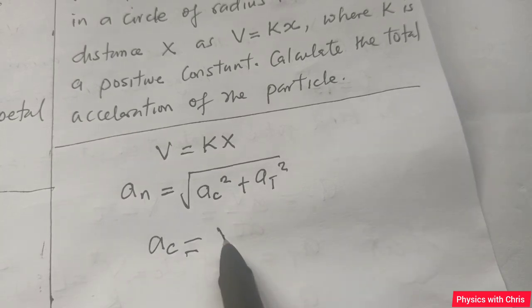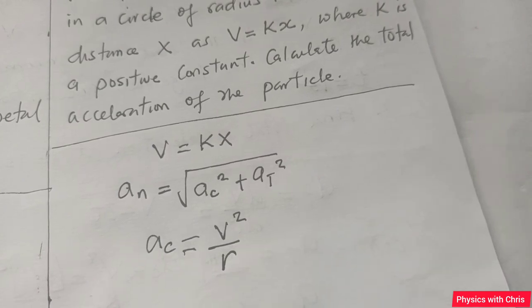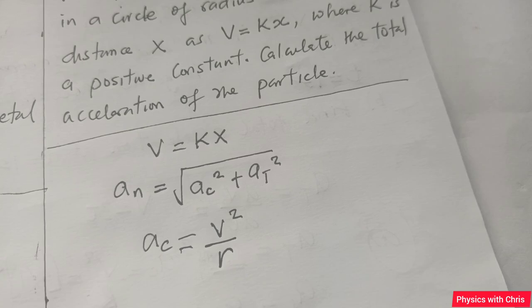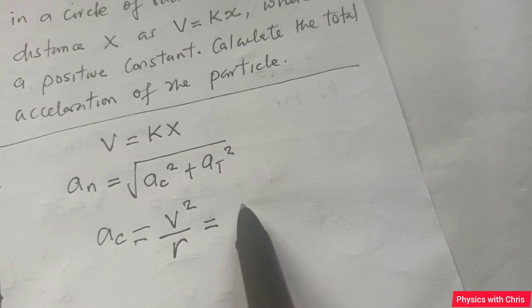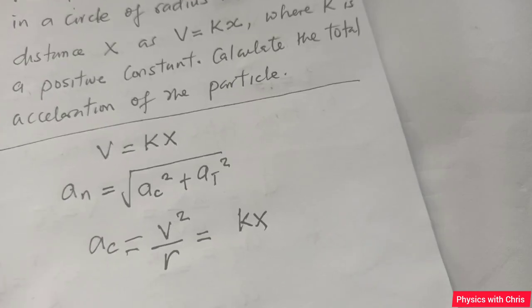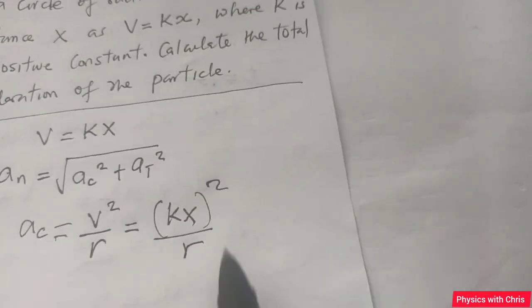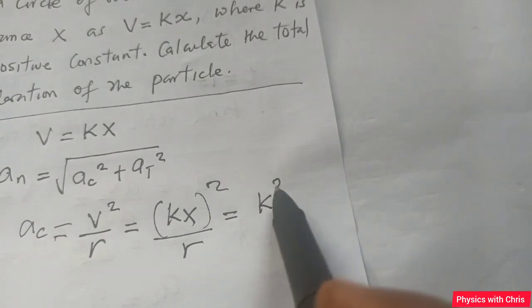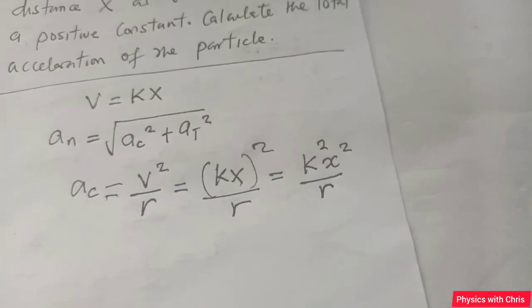So a_c is given as v squared divided by r, the radius of the circle. Now we're given v. We can say that our v is given as kx from the question. v is related to distance by that expression, v equals kx. x is not given, k is not given. So we'll just square this and put our r there, divided by this. So that gives us k squared x squared divided by r. That's the expression for centripetal acceleration.